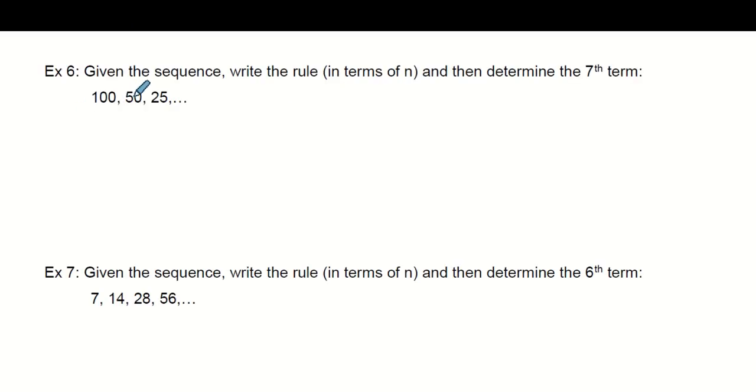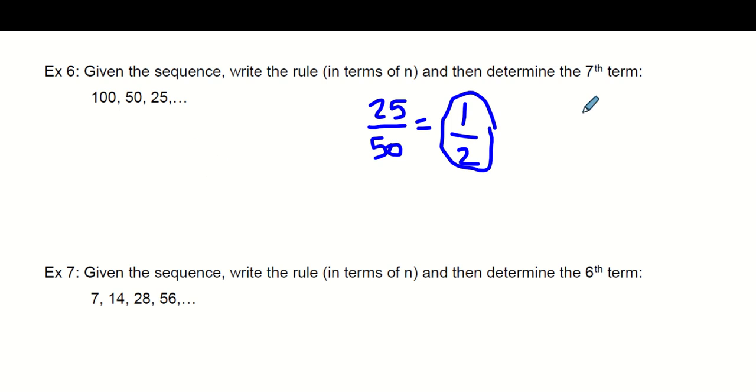What would be the common ratio for example 6? 100 times what gives me 50? If you can't figure that out, just choose any term, and I'm going to choose 25. Choose a term, it doesn't matter which, and divide by its previous term. What's the previous term of 25? It's 50. So the common ratio would be 25 divided by 50, which is 1/2. So the common ratio in this problem is a fraction, which is fine. We already saw that. So we would say r is 1/2. And again, we got that by taking some term and dividing by its previous term.